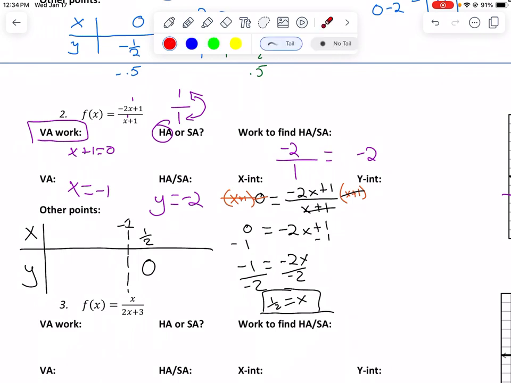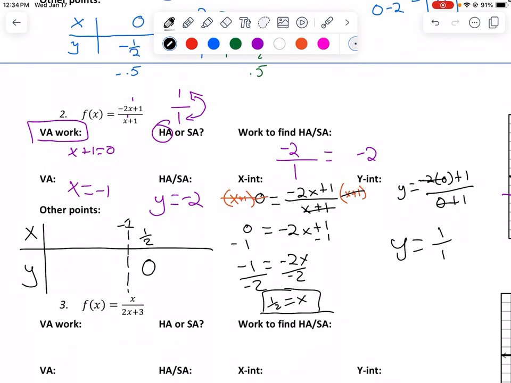If you notice, the shortcut for all of this work is that we really just take the numerator and set it equal to 0. That's what we have here, and then solve, and that gives us our x-intercept. For our y-intercept, we're going to make x 0. So y equals negative 2 times 0 plus 1 over 0 plus 1. And these essentially just cancel out, so it's 1 over 1.